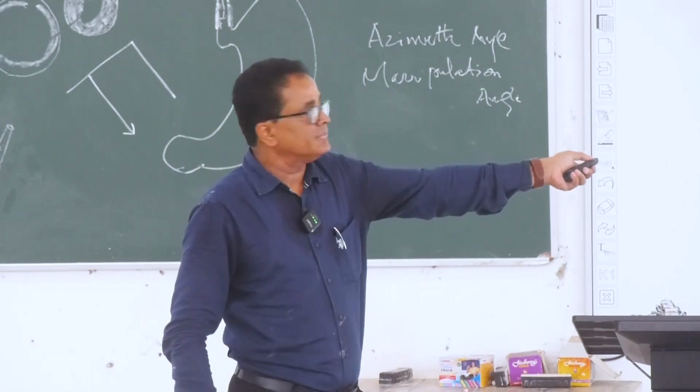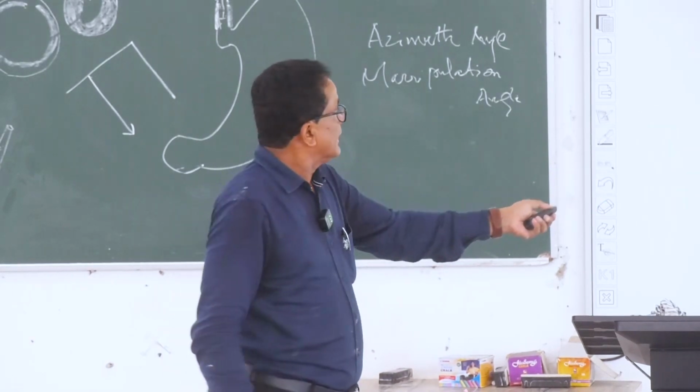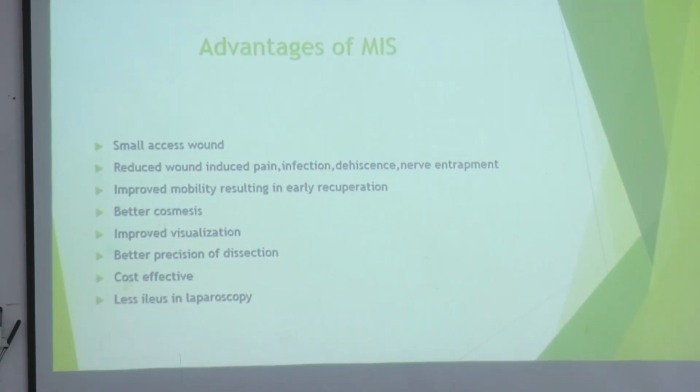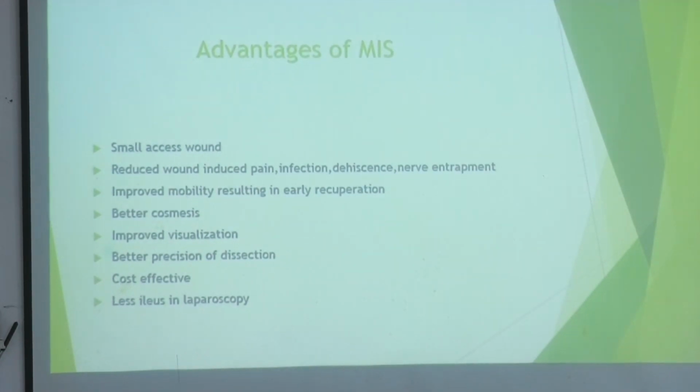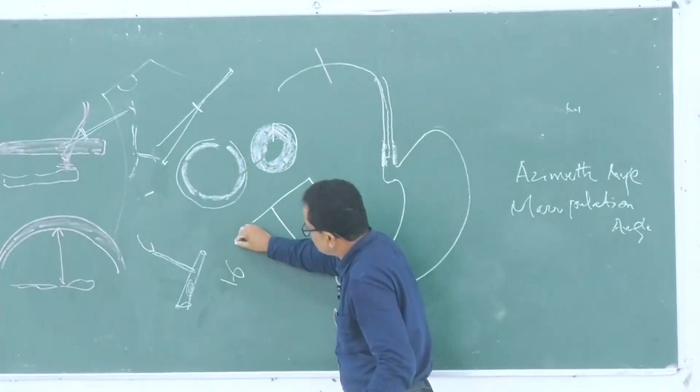Improved mobility means quick recuperation, quick recovery of the patient. Then better cosmesis. Many people, those actresses or somebody who do not want to have any scar at all, they go for NOTES for the common problem of gallbladder surgery. And improved visualization. As I said, in laparoscopic surgery, the camera that goes in magnifies the tissue by 16 times.